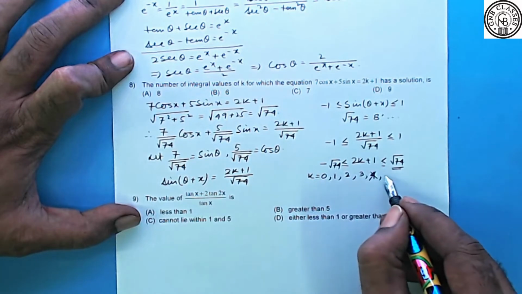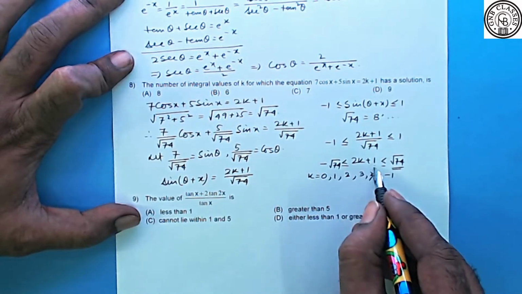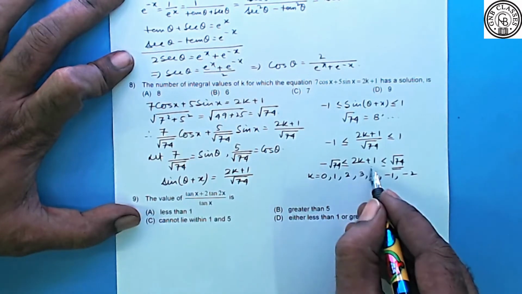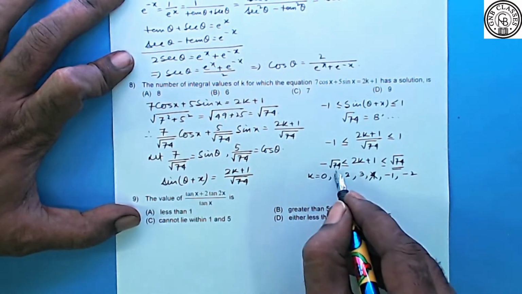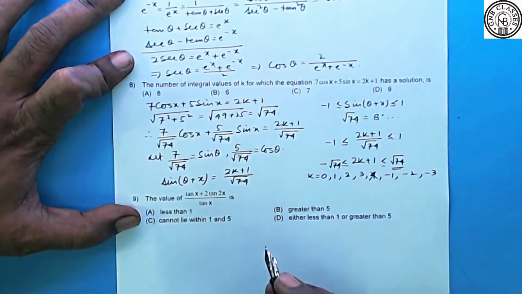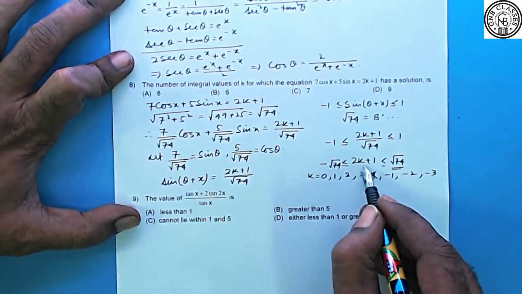Or else, what you can take? If I take minus 1, it gives you minus 1. Yes, that is accepted. Minus 2 gives minus 3, which is very much lying between minus 8 point something and plus 8 point something. If it is minus 3, then also it is coming to minus 5.